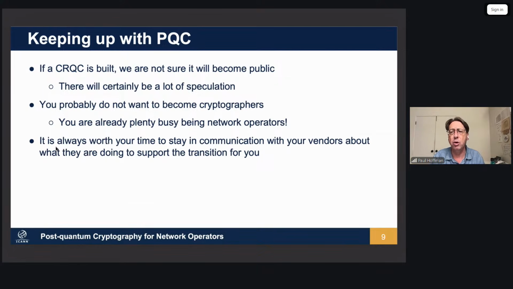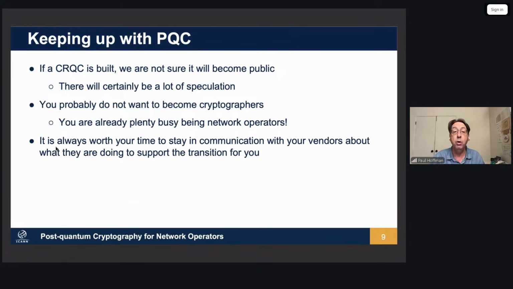And so that's one thing that you want to keep up on. You probably don't want to become a cryptographer. Some of you might, by the way. I am not discouraging you if you want to become a cryptographer. It's a fascinating field. Lots of you probably have degrees in math, and it's a lot of math. It's well above my head, but some of you could do that just fine. So I'm not saying don't become a cryptographer, but you're all network operators already. You've got something to do. You may not want to become a cryptographer.